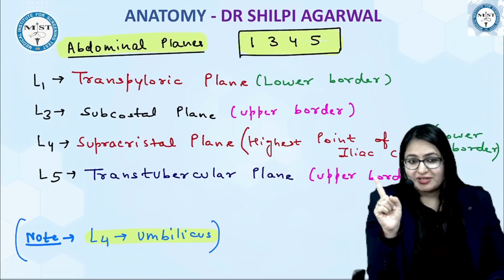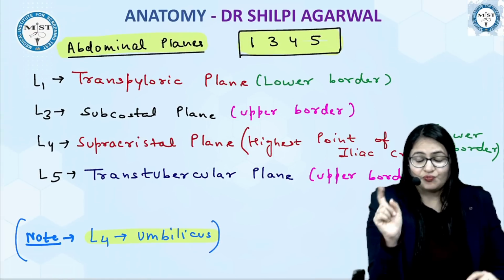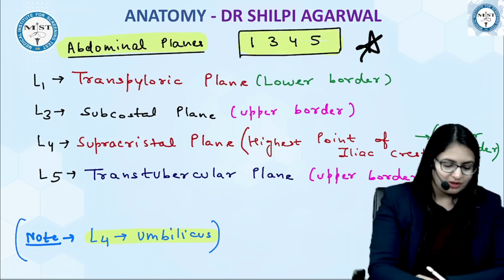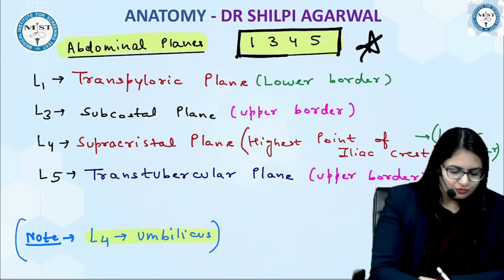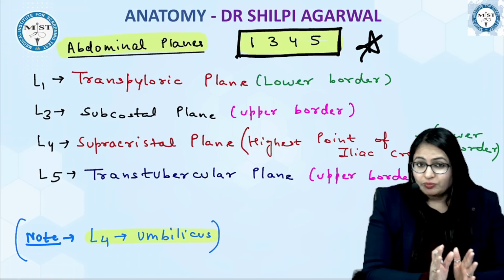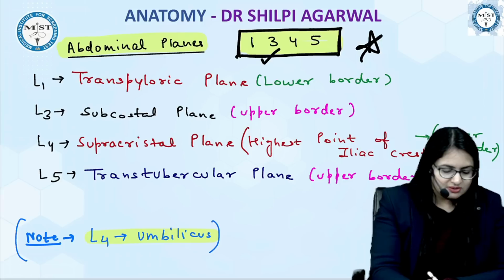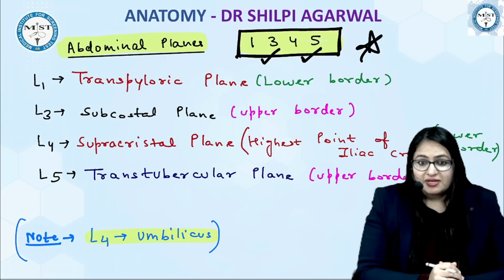First of all, you memorize the abdominal planes. Very, very important. And how are you going to memorize them? You can see I have already written 1, 3, 4, 5 over here. So for the abdominal planes, you just remember 1, 3, 4, 5. And in this, the odd numbers 3 and 5 are what?